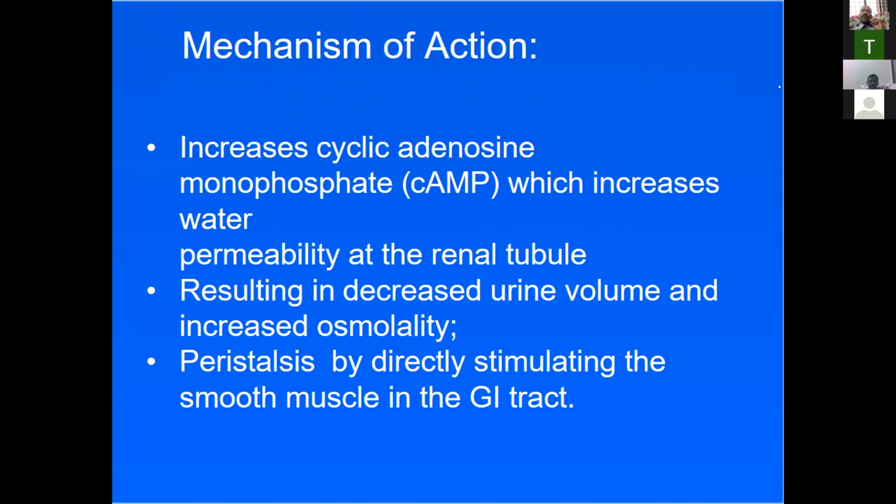Mechanism of action of this vasopressin. It can increase the systolic pressure when this drug is given. What happens is it will increase the cyclic AMP, which increases water permeability at the renal tubule, resulting in decreased urine volume and increased osmolality. So there is a decrease in the urine volume collection and increased osmolality. Peristaltic movement is also increased directly by stimulating the smooth muscle in the GIT.